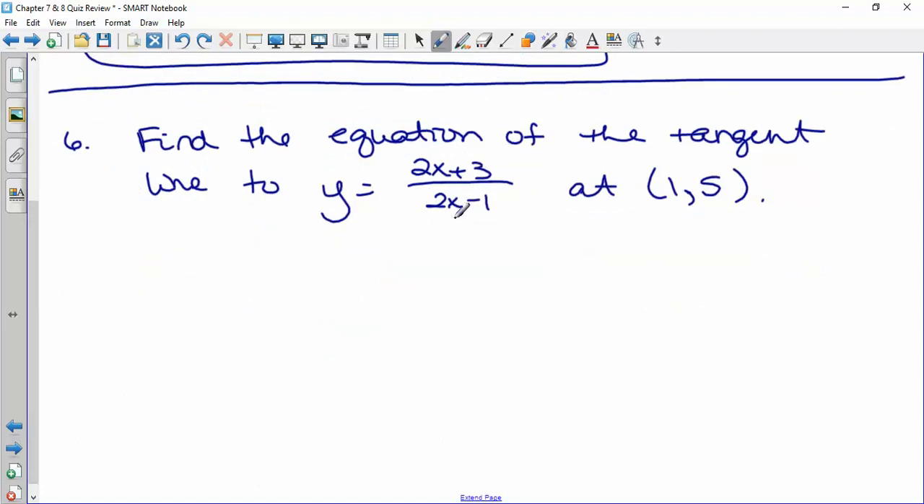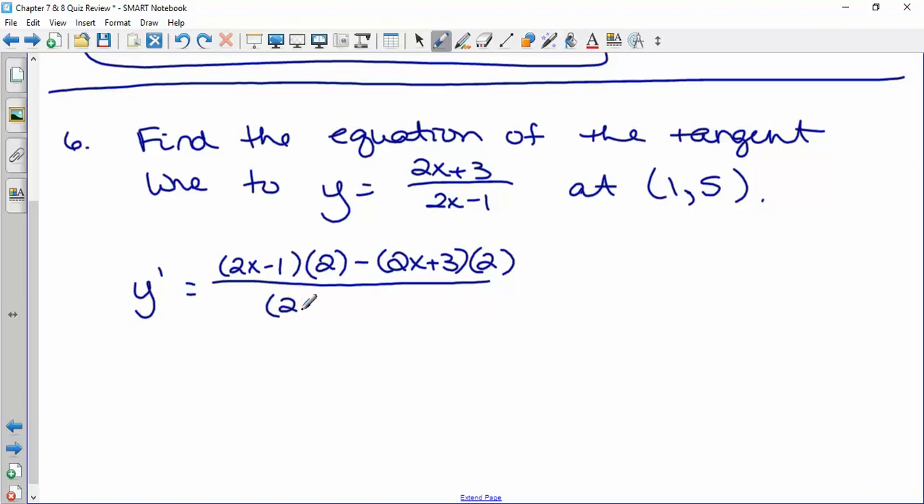Equation of a line, we need a point and a slope. How do you get the slope of a tangent line? The derivative. So since we can't simplify, we have to do quotient rule here. So that's low, so at the bottom. D high, derivative of the top. 2 minus high, 2x plus 3. D low, derivative of the bottom. Over low squared.